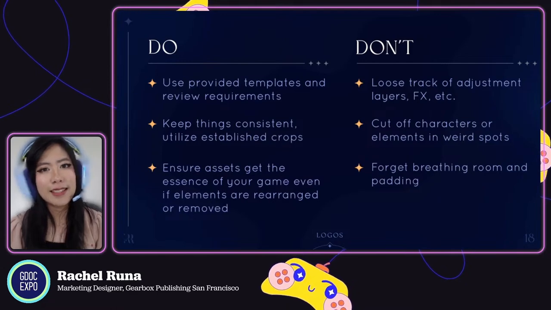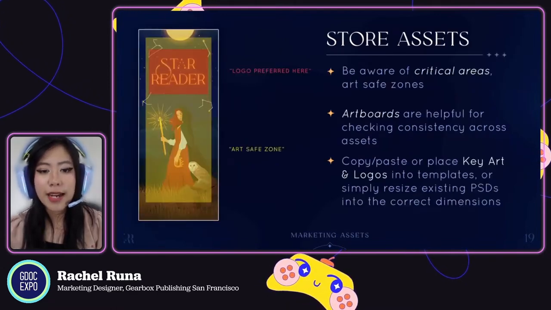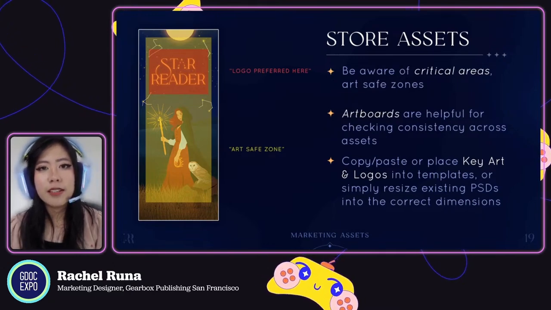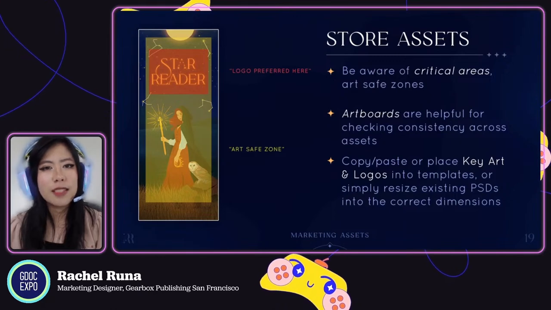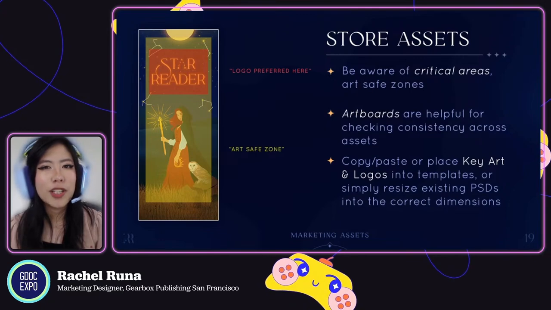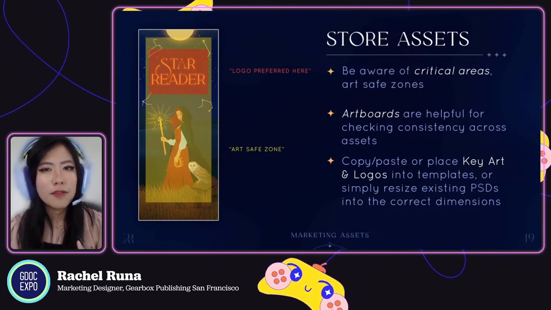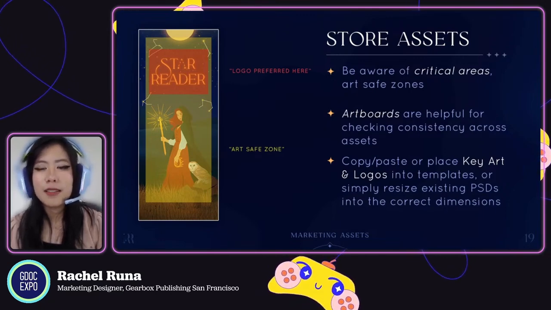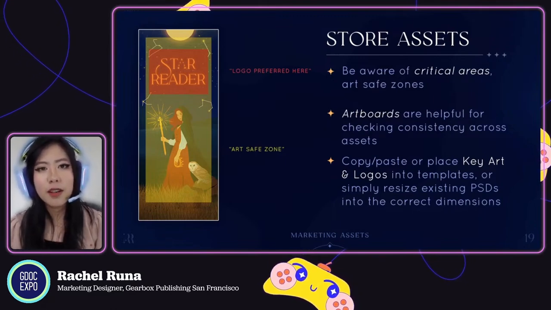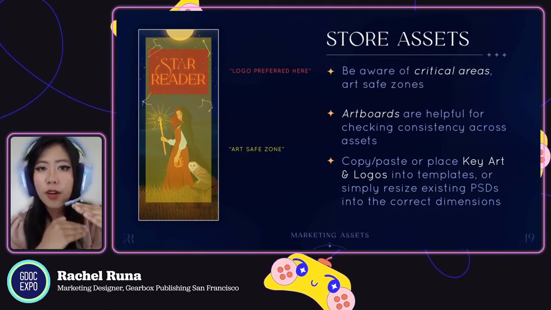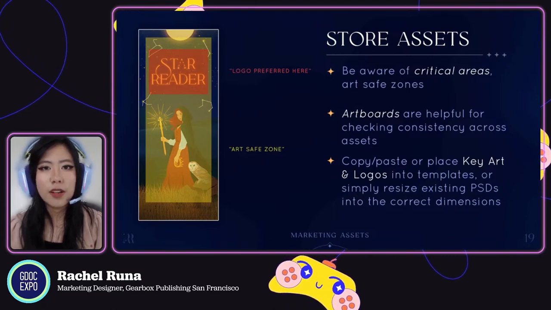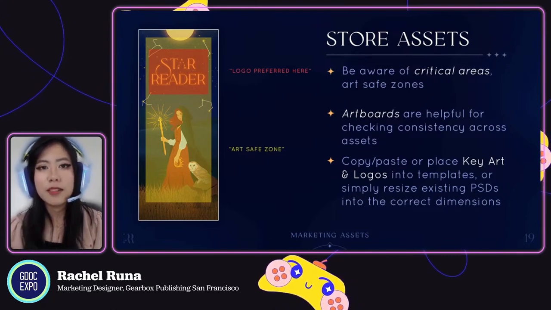Let's focus a little bit on store assets. You want to be aware of critical areas and art safe zones in those templates that I mentioned earlier. Again, you don't want your art looking off or weird because of some additional overlay that's placed on top of it, or maybe it's actually going to be cropped at a certain point. And so you just want to make sure that you're following what the template is asking for.